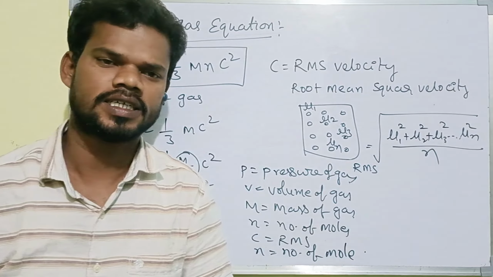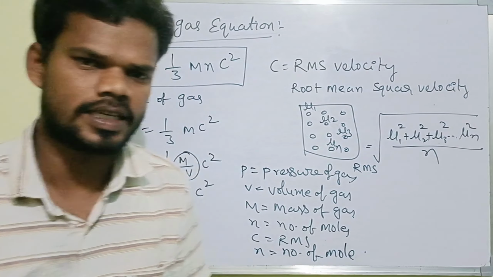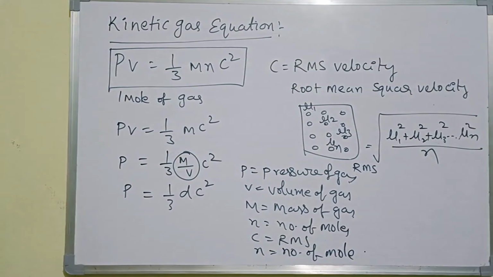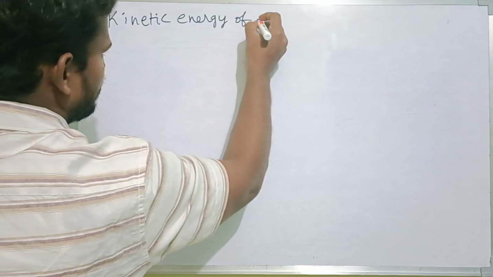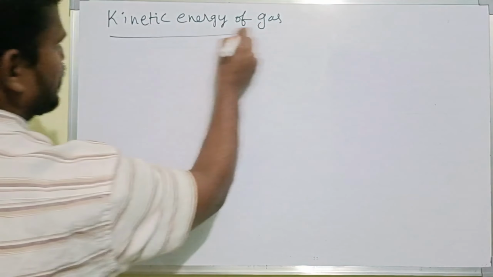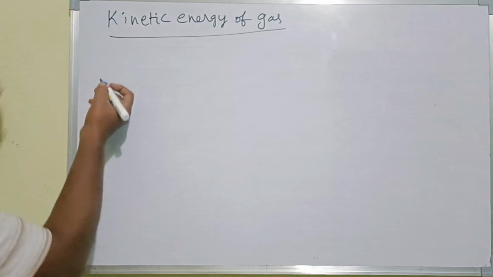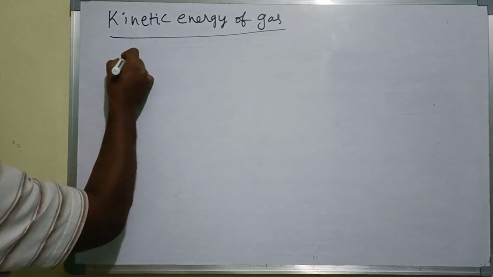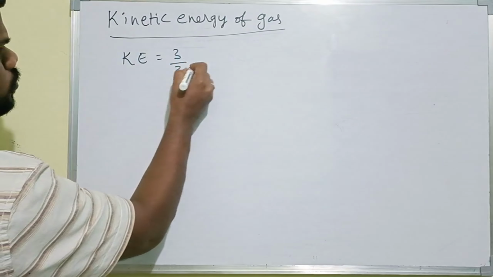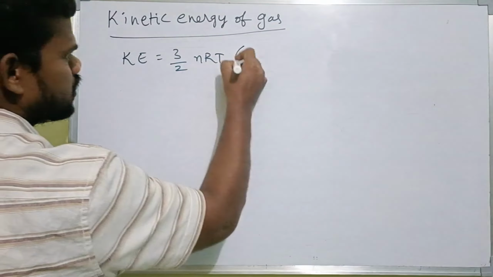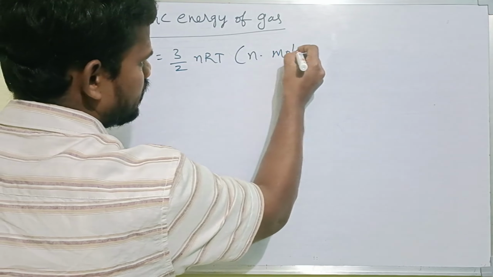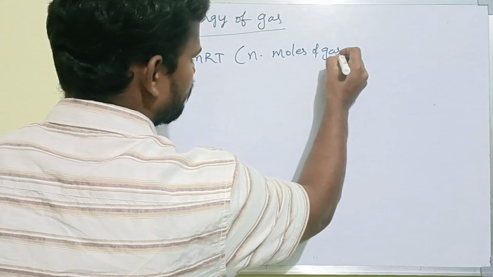Now one more formula we are discussing, that is the kinetic energy of gases. You have to note down this one. Another formula is the kinetic energy of gas. What is the formula for kinetic energy of gas? KE equal to 3 by 2 nRT. This is for n moles of gas.